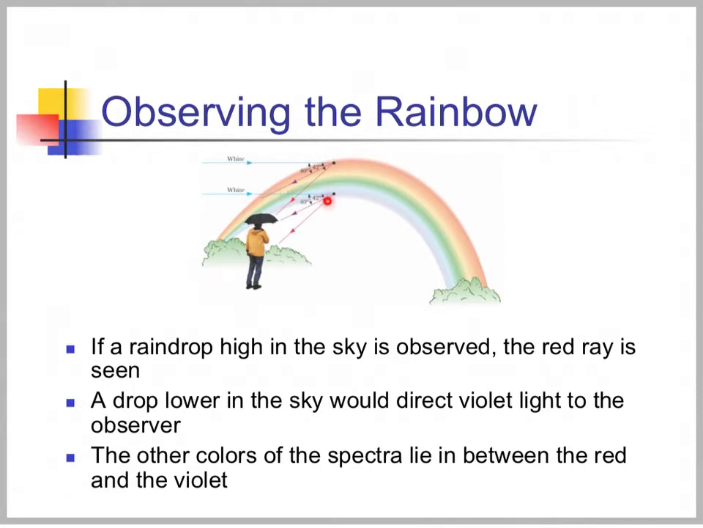And down below, the red light is going to go down towards our feet, but the violet light is going to go towards our eyes. And so as we look out, we're going to see all the different colors in the sky. Everywhere along this arc, the angle between the white light, or where the sun is, and where the light is coming out is going to be 40 degrees for violet and 42 degrees for red.